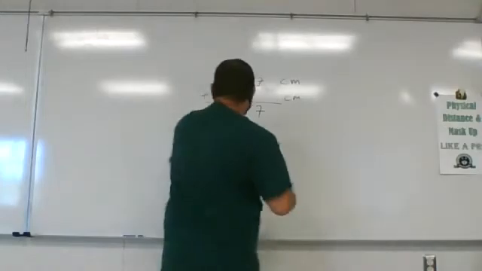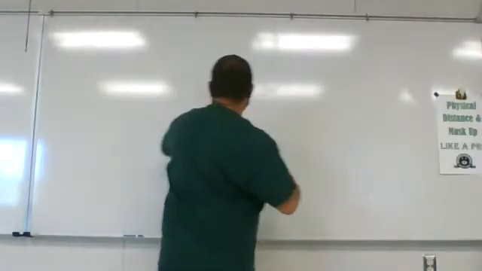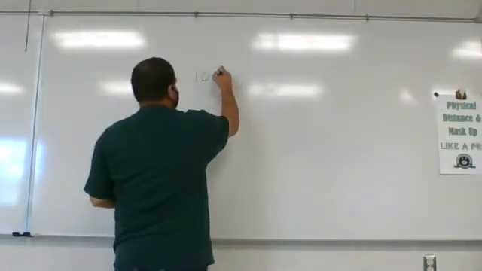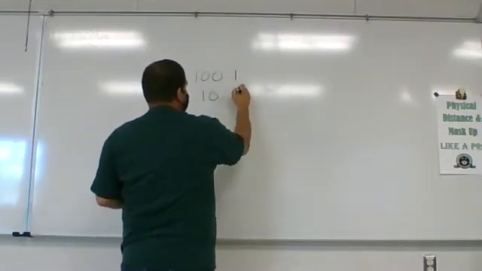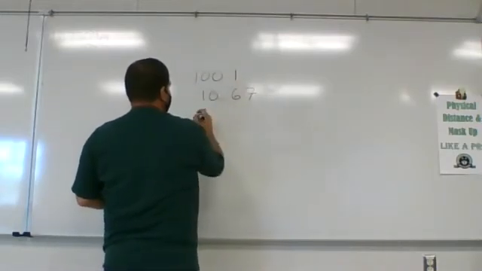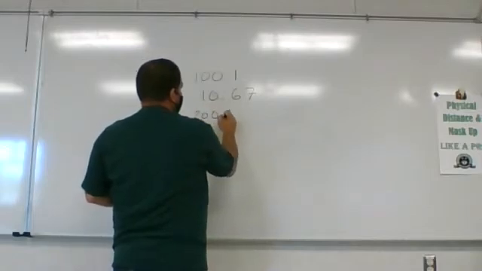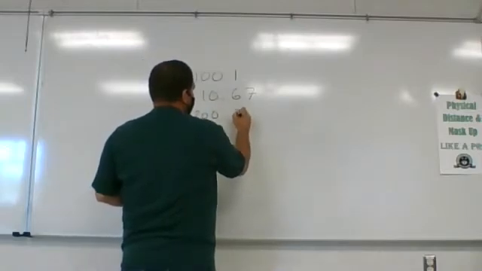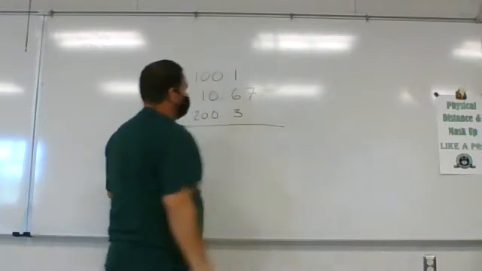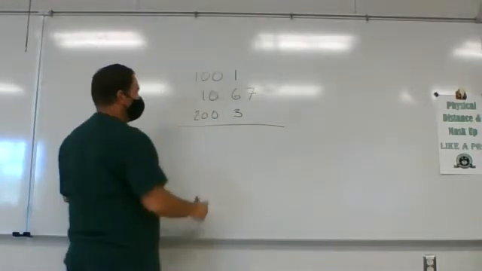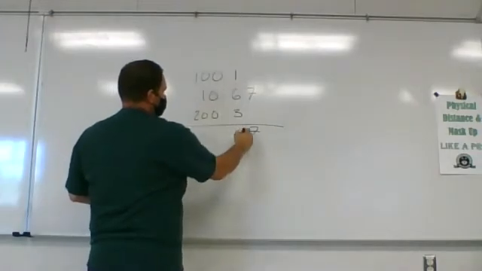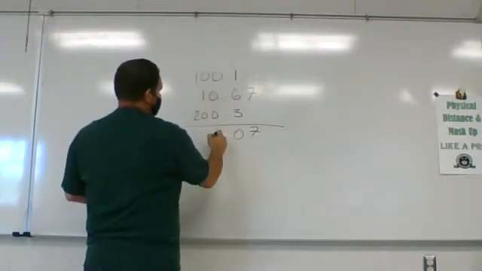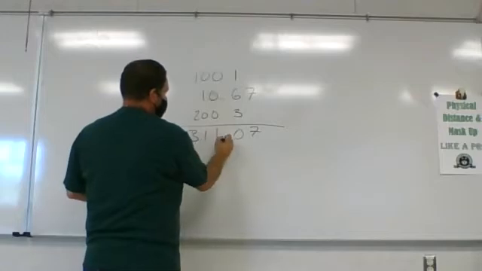Let's do another example here. Let's say we have 100.1, we have 10.67, we have 200 point, I don't know, 3, okay? We'll add them all up. So what is that? 7, that's what, 9, 10, that's 1, 1, and 3, okay?